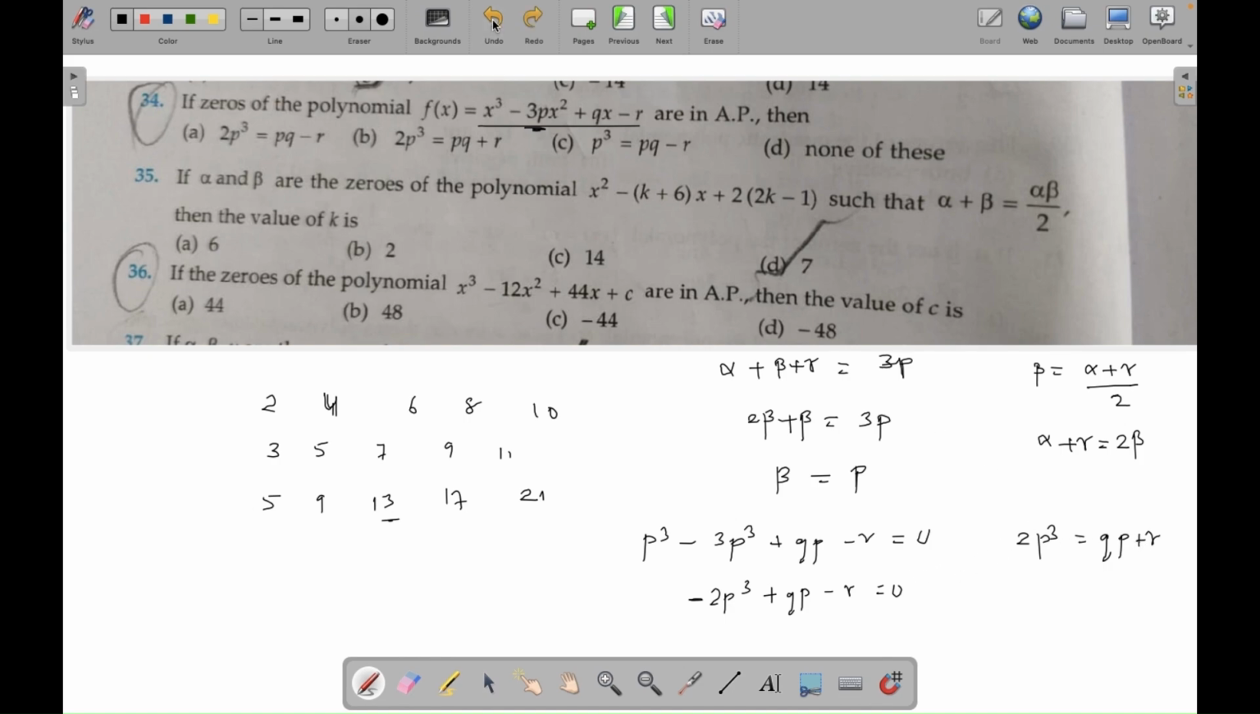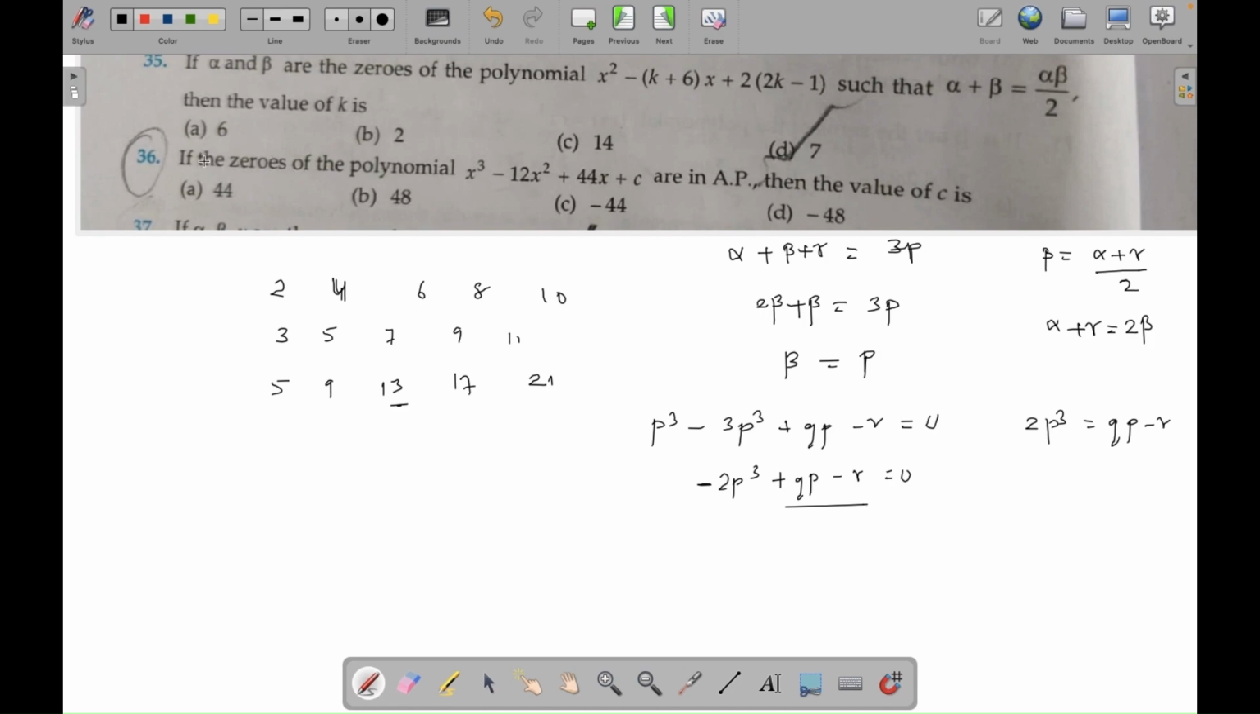Sorry, minus r. Right, so I've just taken this to the right hand side. So this is as it is, qp minus r. Right, so 2p cube equals pq minus r. So this is the correct answer. Okay, any doubt?